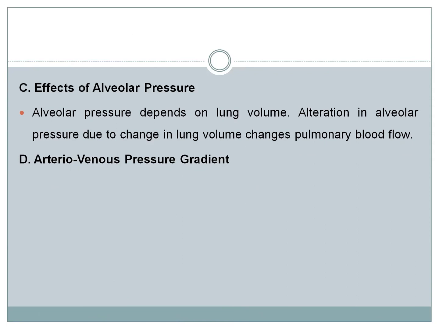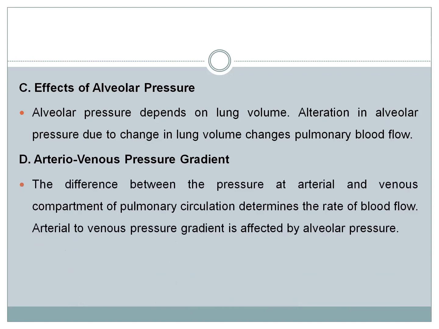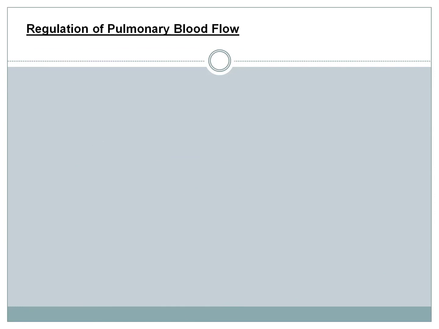The fourth important point is the arteriovenous pressure gradient. This difference between the pressure at the arterial and the venous compartment of pulmonary circulation actually determines the rate of blood flow that happens everywhere. This arterial venous pressure gradient is always affected again by the alveolar pressure. So all these factors will be interconnected. See, the gradient is dependent on alveolar pressure, which is dependent on the lung volume. The lung volume change is again affecting the resistance. This resistance again will change the pulmonary blood flow. So these are the 4 important points which are going to affect the pulmonary circulation.